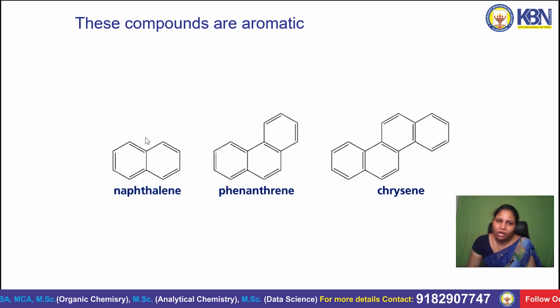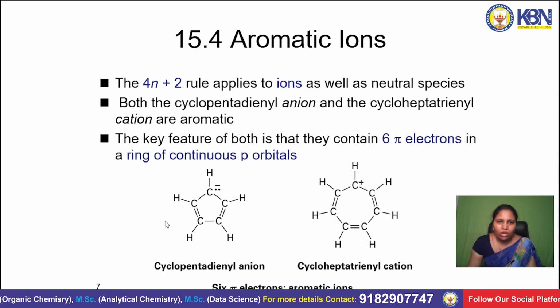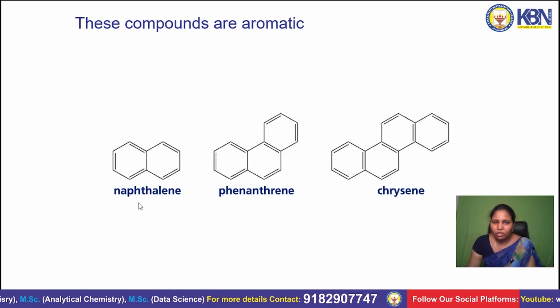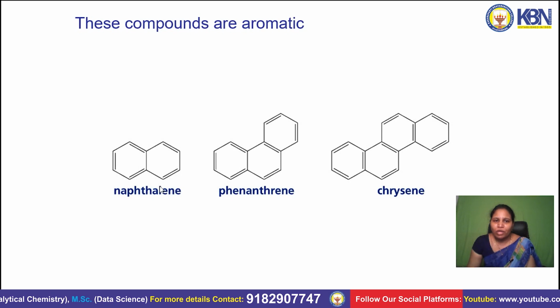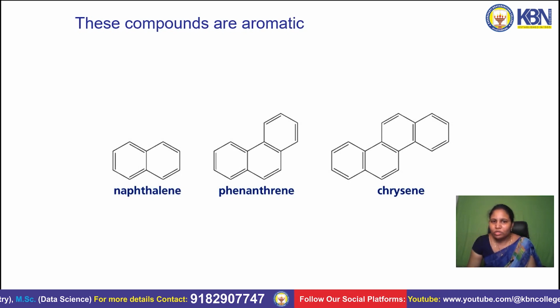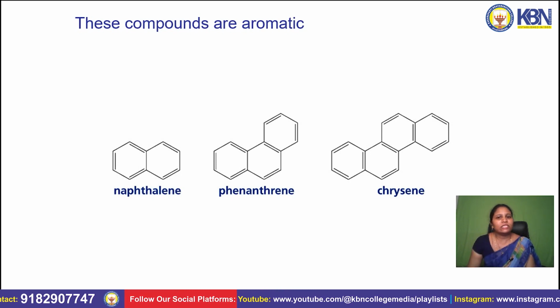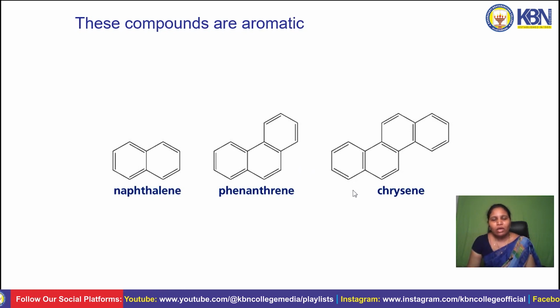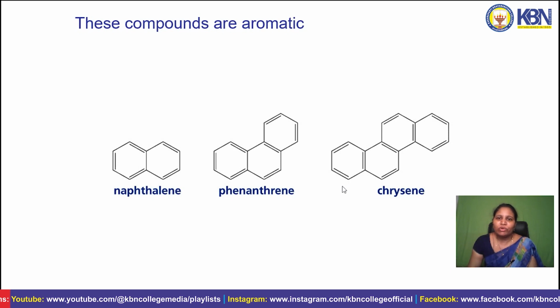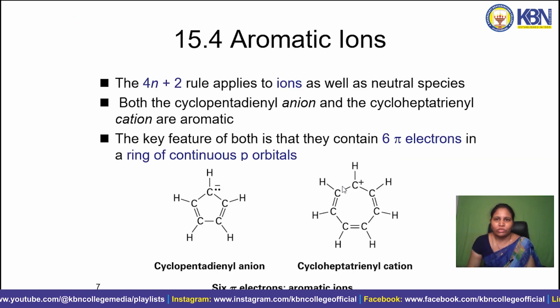That means it contains an electron cloud in conjugation, and it also contains 5 pairs of electrons, which also follows the criteria for aromaticity and Huckel's rule. In the same way, phenanthrene and chrysene also follow the criteria for aromaticity, hence these compounds are said to be aromatic compounds.